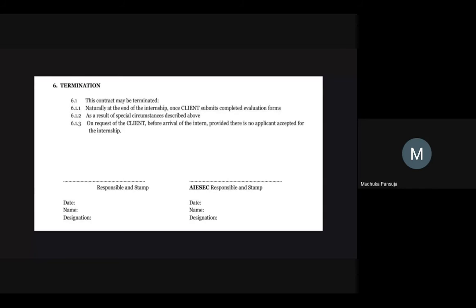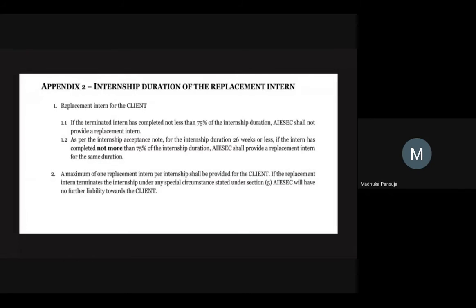So it's followed by the appendix. In this they are specifying how we should replace an intern for the client. If the intern has completed more than 75% of the internship duration, then ISEC will not provide a replacement intern. If the EP has worked less than 75% of the duration, then we'll provide a replacement intern, and actually we are providing only one replacement intern. These things are referred to here.